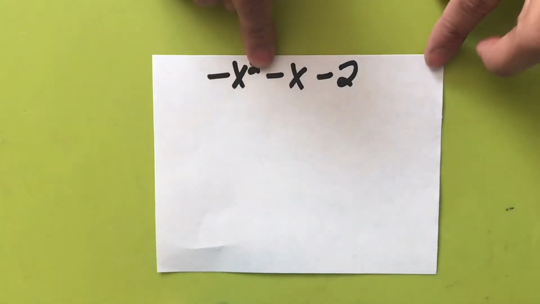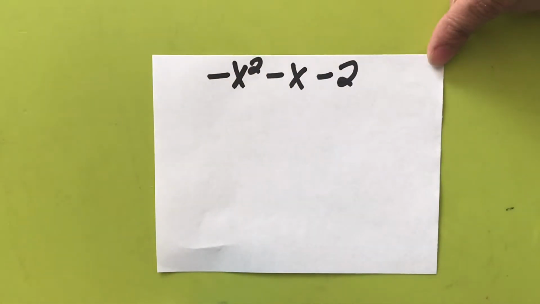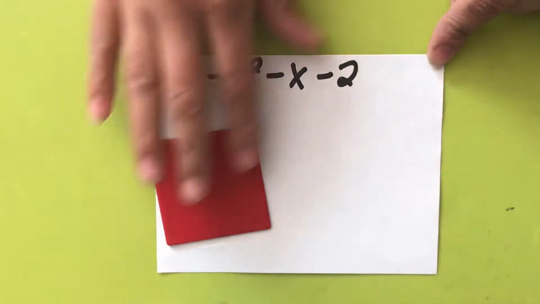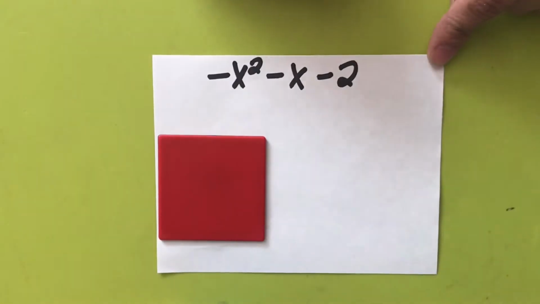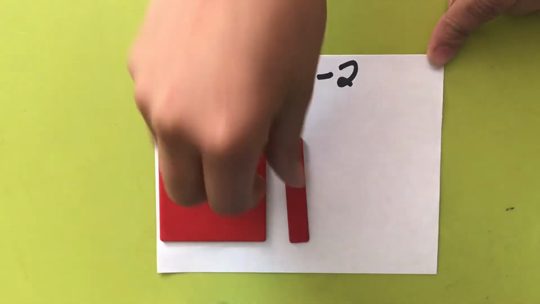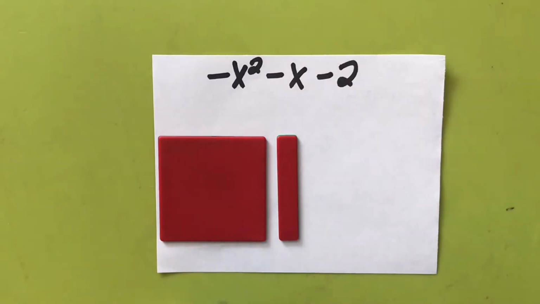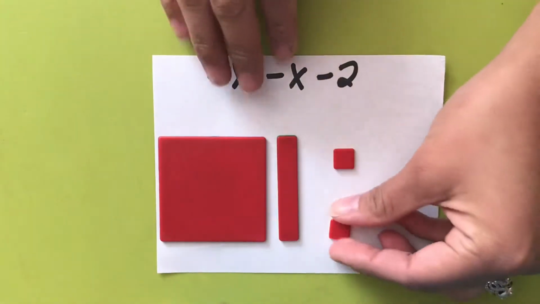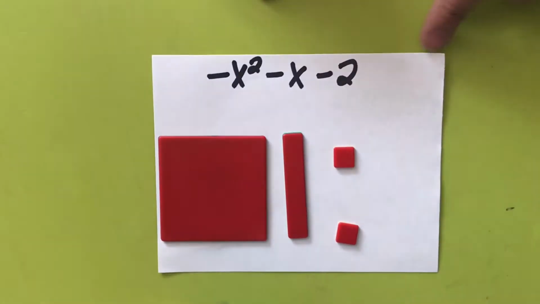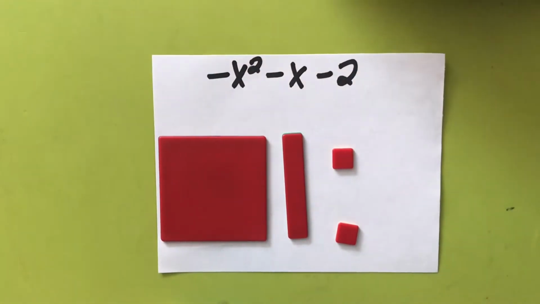Negative x squared minus x minus 2. So here we have negative x squared is represented by one large red square. Negative x is represented by one red bar. Negative 2 is represented by 2 small red squares. Here we have negative x squared minus x minus 2 using our algebra tiles.